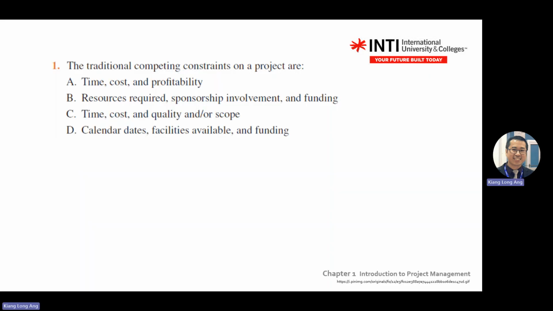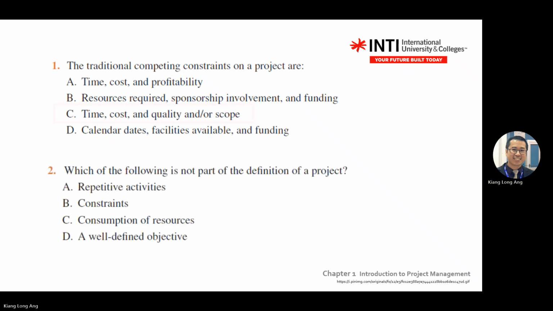Okay. So this is a big quiz. Of course, you won't see ABCD in your test 1, test 2, and final exam. It's just to prove your understanding. So traditional competing constraints on the projects are what? These 3: time, cost, and scope, quality, or this one.